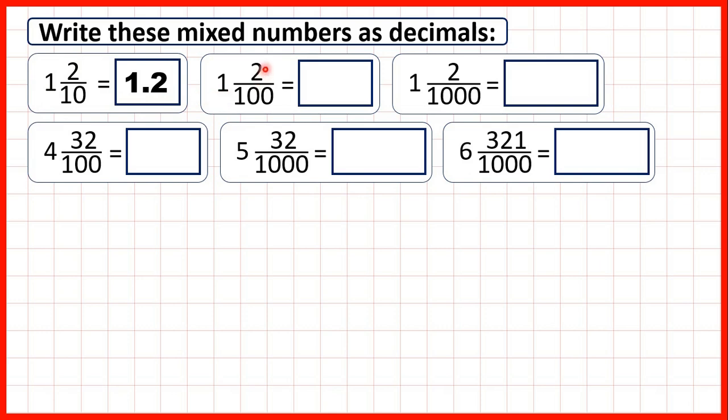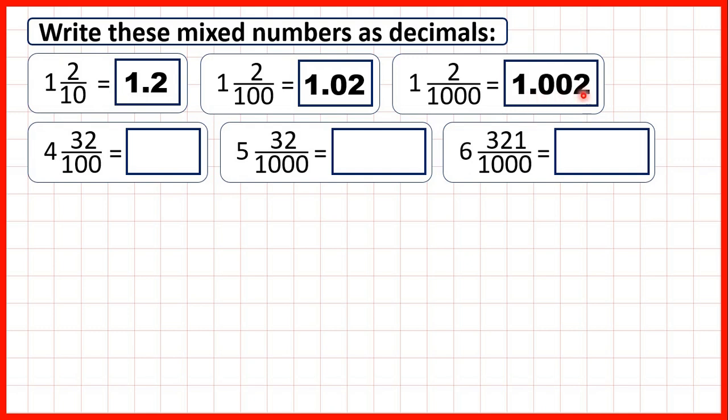Now, 1 and 2 hundredths is written as 1.02. That's because the second digit after the decimal point is the hundredths digit, and we have 2 hundredths. That means we need a 0 in our tenths to make it clear that we're writing the 2 in the hundredths place value column.